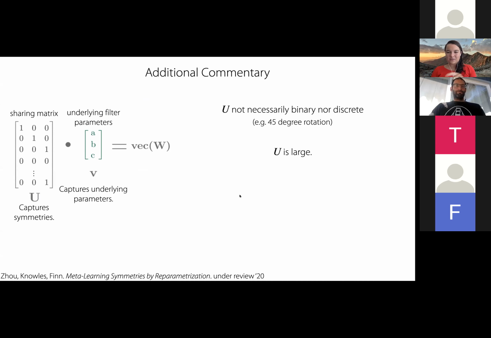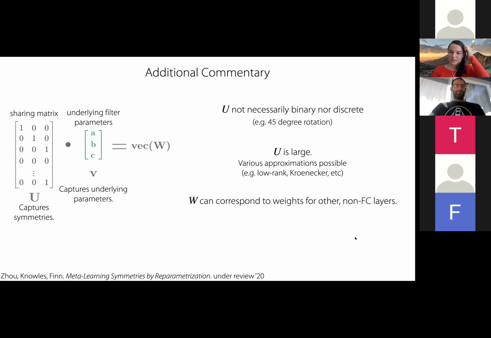The second note, which might actually address the question, is that this sharing matrix U is quite large. It's going to be the size of the number of underlying parameters times the number of parameters in that layer. In some of our smaller experiments, we were able to represent the full matrix. In some of our larger scale experiments, we used a different way to approximate this matrix. For example, we can use a Kronecker factorization of this matrix to represent a smaller number of parameters. You could also use something like low rank potentially, although we haven't done a thorough analysis of which approximations make the most sense.